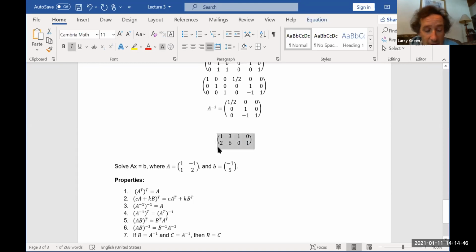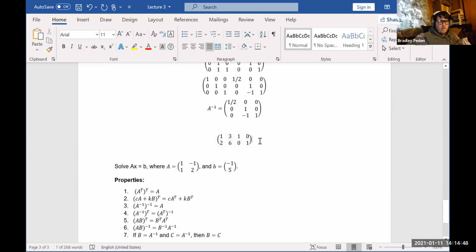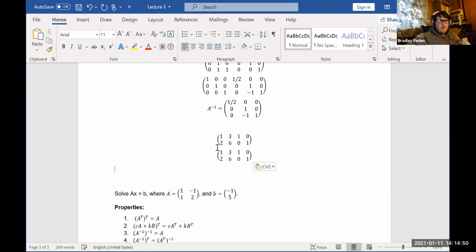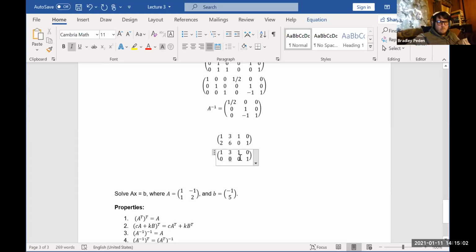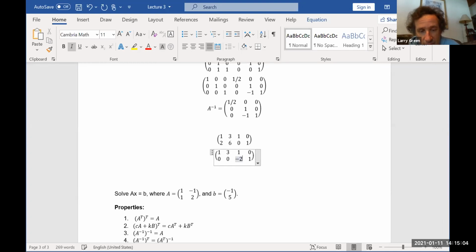So what do I do to RREF? Multiply -2 by row 1, add it to row 2 and store it there. Good. Okay, so that 2 becomes a 0. What does a 6 become? A 0. And this 0 becomes a -2. And the 1 stays the same.